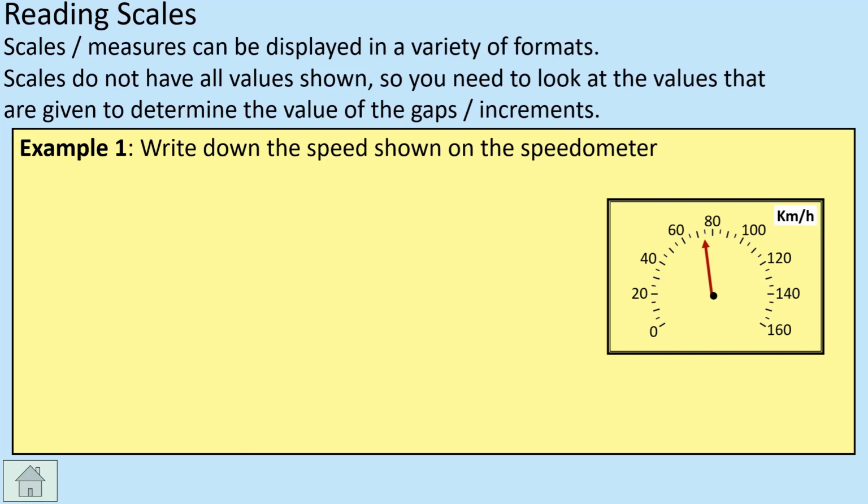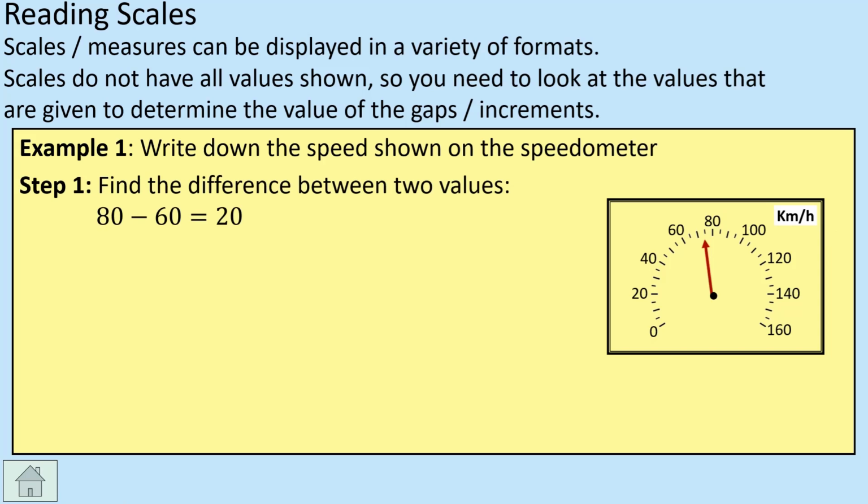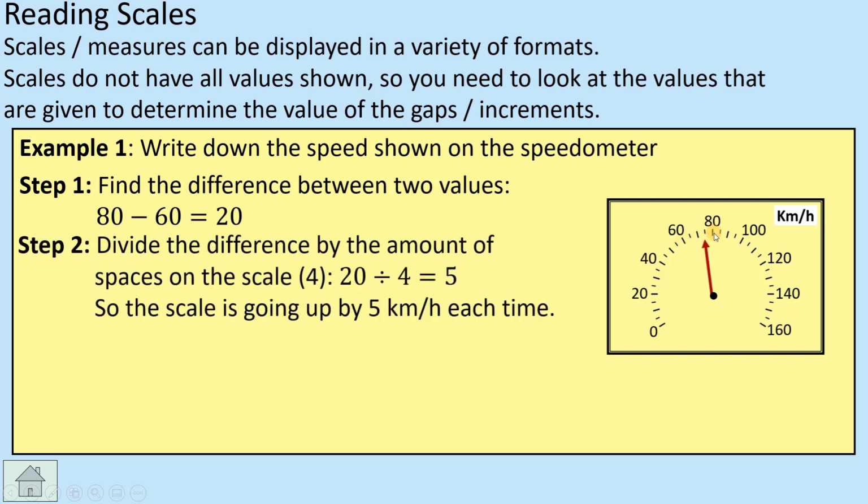That's the first thing. And then the next bit, we're going to look at the difference between the two values either side of here. You can see we've got 80, and then we've got 60, and we're looking at the gap between these two to determine what these little increments are in between. So 80 take away 60 is 20, so that means the gap between these two is 20, and you can see there are 1, 2, 3, 4 increments in between.